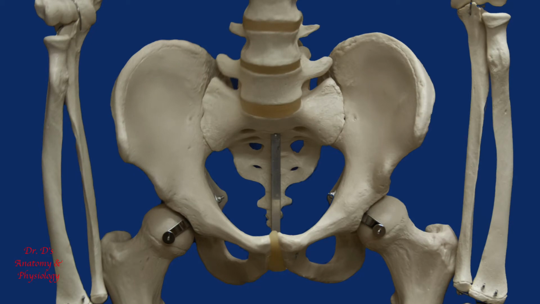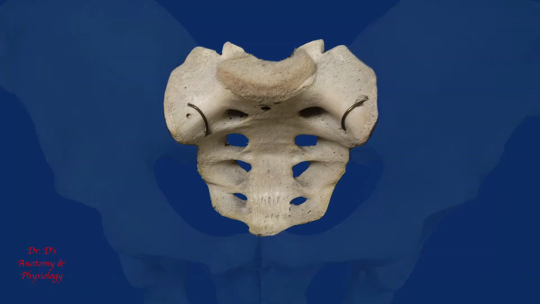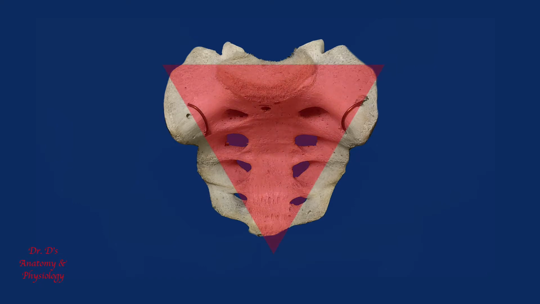Here is a closer view of what appears to be a male pelvis. And here is what appears to be a female pelvis, isolated from the skeleton. If we further isolate the sacrum, we note that it is somewhat triangular in shape. This triangular shape enables us to refer to the superior part of the bone as the base of the triangle, and the inferior part as the apex of the triangle.